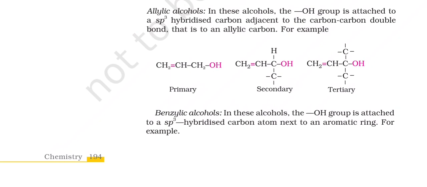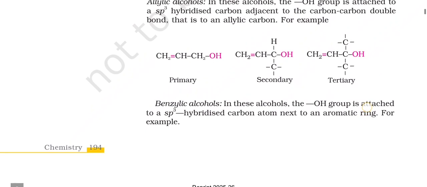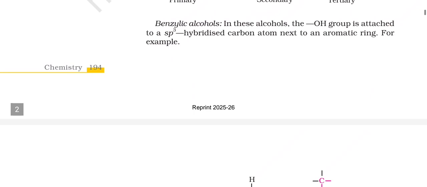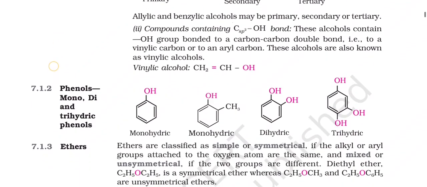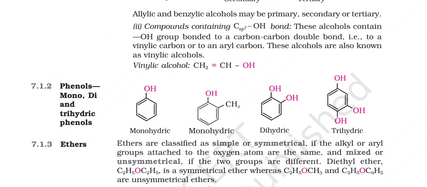Allylic alcohols. In these alcohols, the OH group is attached to an sp3 hybridized carbon adjacent to the carbon-carbon double bond, that is, to an allylic carbon, for example primary, secondary and tertiary. Benzylic alcohols. In these alcohols, the OH group is attached to an sp3 hybridized carbon atom next to an aromatic ring, for example, allylic and benzylic alcohols may be primary, secondary and tertiary.